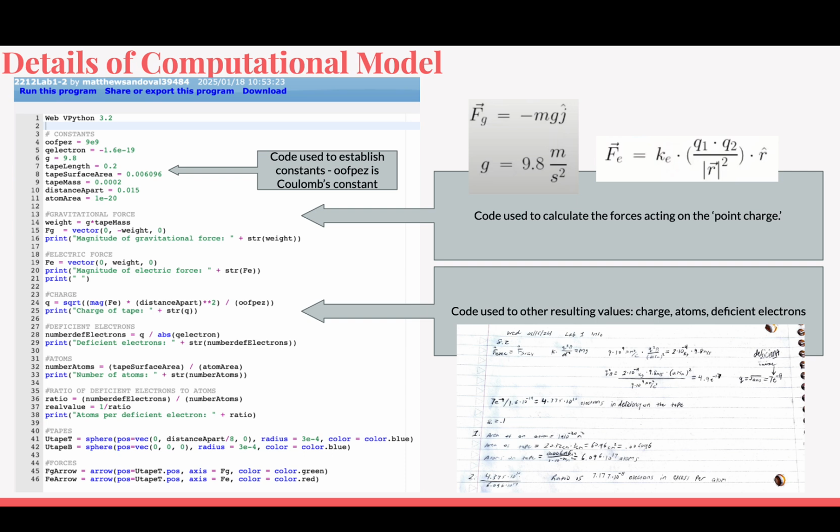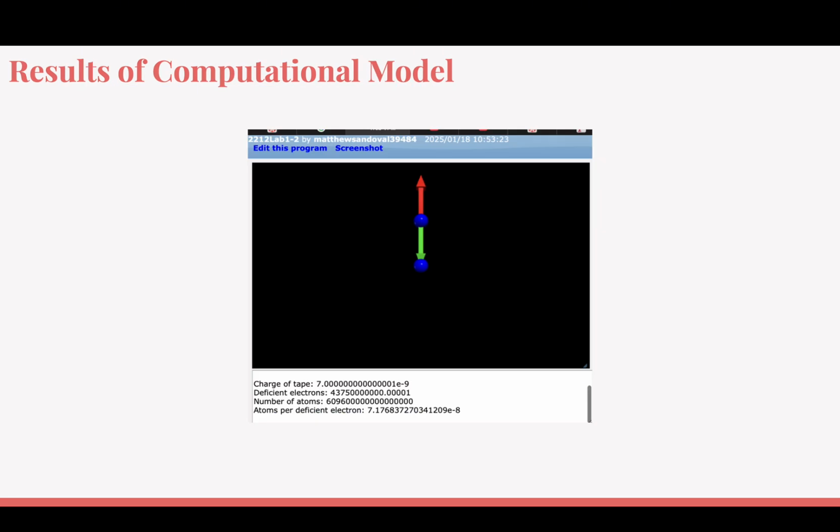And then the last two areas of the code, all the way at the bottom, are just what creates the point charges and the vector arrows. And here's the image of the results of my computational model.